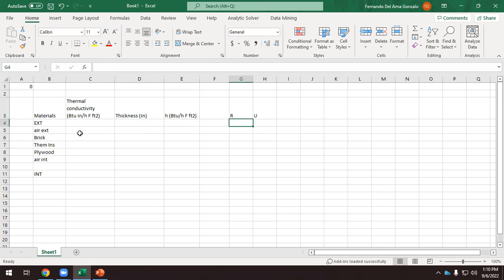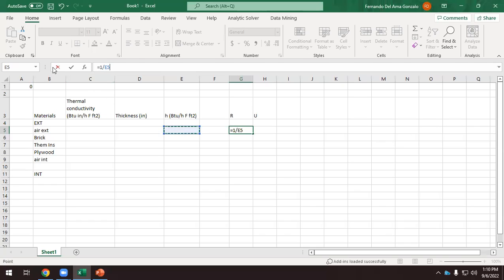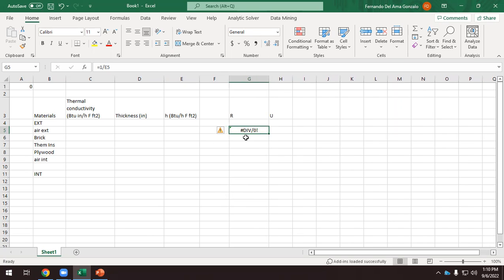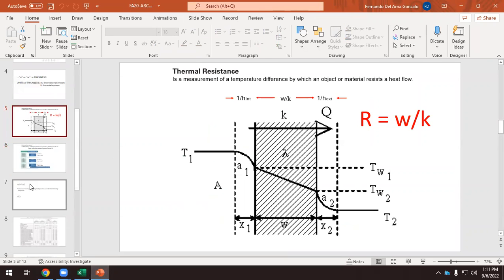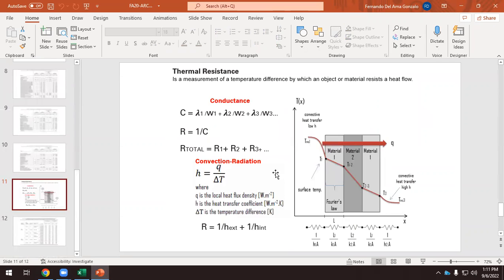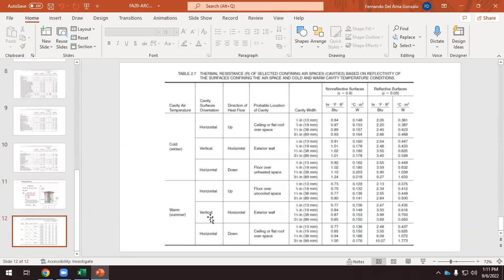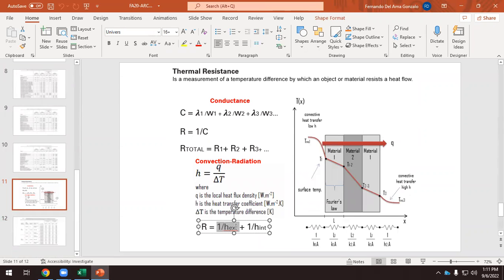And what's the R value? In this case, the R value of the external air, I can click here, equal 1 divided by this. It's an error or a warning here because we don't have any values. Because what's the thermal resistance? It was here. Yeah, the thermal resistance of the air layer is 1 divided by H.